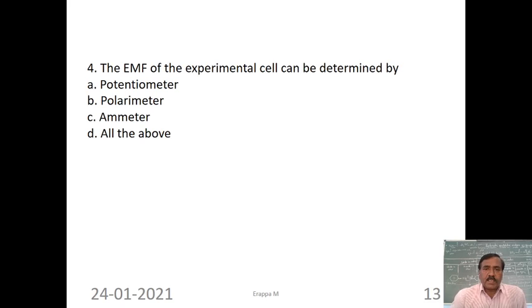Number 4. The EMF of the experimental cell, that is, the electromotive force of an unknown cell, can be determined by: A, a potentiometer; B, polarimeter; C, ammeter; D, all the above. So the EMF of the cell can be determined using a potentiometer. A is the answer.